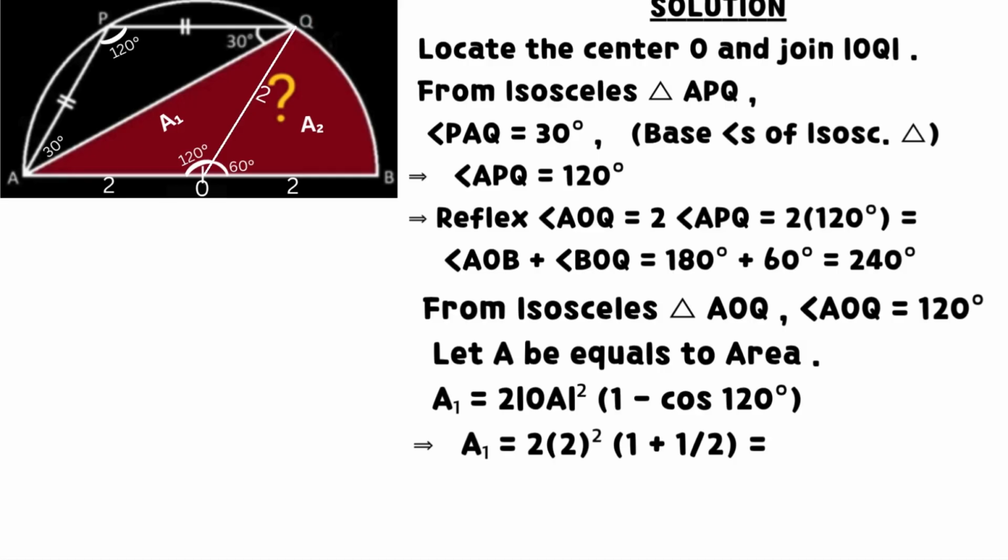A1 equals 2 times the product of the square of line OA and 1 minus cosine 120 degrees. This implies that A1 equals 2 times the square of 2 multiplied by 1 plus half, which equals 12 square units. Therefore, A1 equals 12 square units.